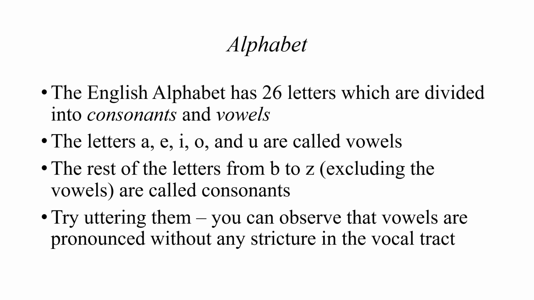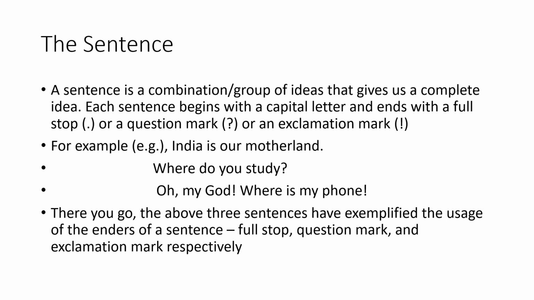All of you know that the English alphabet has 26 letters, which are divided into 5 vowels and 21 consonants. The letters A, E, I, O, and U, IO for Telugu people, are called vowels. And the rest of the letters are the consonants. Now, vowels are pronounced without any stricture in the vocal tract. Okay. Try uttering them.